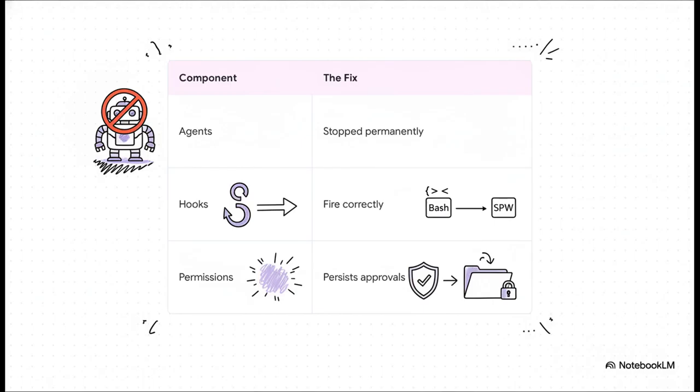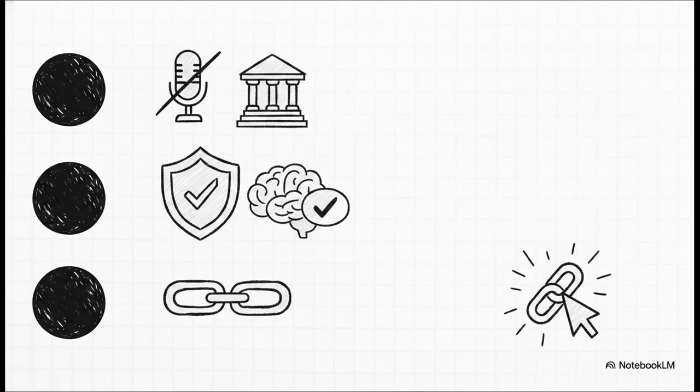Second, if you use hooks with comma-separated event matchers, like trying to list Bash and PowerShell together, they used to silently fail. Not anymore. They fire correctly now. And third, the Permissions tab for recently denied items will finally persist your approvals when you close it, rather than just annoyingly discarding them.